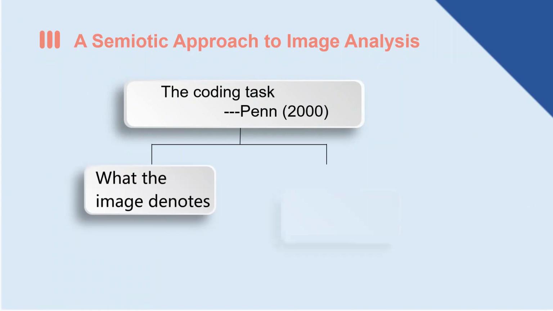The next approach is the semiotic approach. One common interpretive framework for image coding is semiotic analysis. When using semiotic analysis, Penn, in the year 2000, recommended dividing the coding task into two aspects. The first aspect involves describing what the image denotes. The second aspect focuses on the connotation, the high-level significance ascribed to the image. In other words, when determining connotation, the researcher asks, what does the image mean?